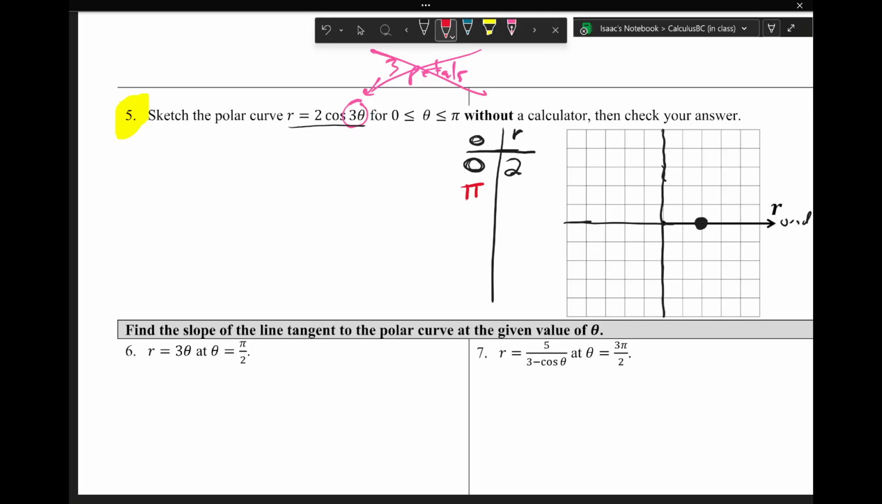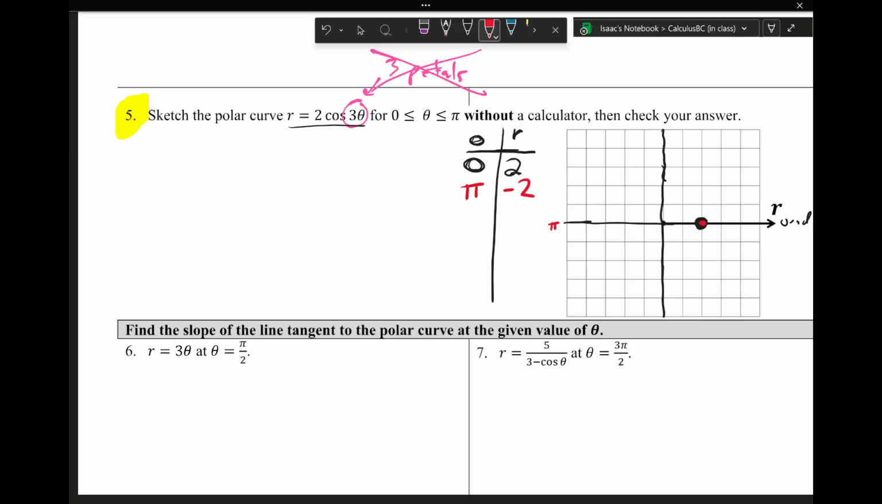So if I put pi here, what's the cosine of 3 pi? Times 2 is negative 2. So that means if you were going in the pi radians direction, you need to go negative 2 to plot the point. So positive 2 would be going this way. Negative 2 is going this way. It's the same exact point. We got the same point twice.